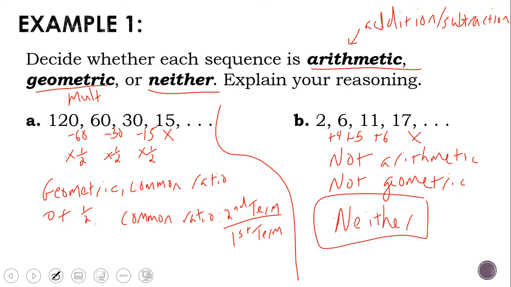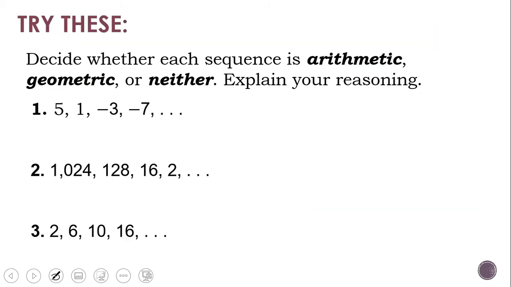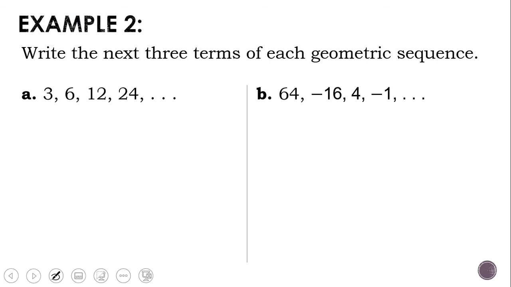There is a pattern here. Obviously, we can see we added 4, we added 5, we added 6. We can know that the next term I'd be adding 7. So my next term would be 24, and then I would add 8 after that. But it doesn't follow either that arithmetic or geometric pattern. We'll save the try these for class.